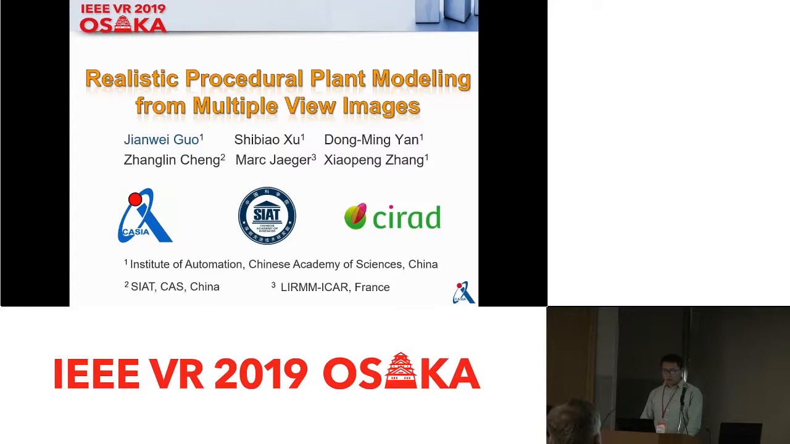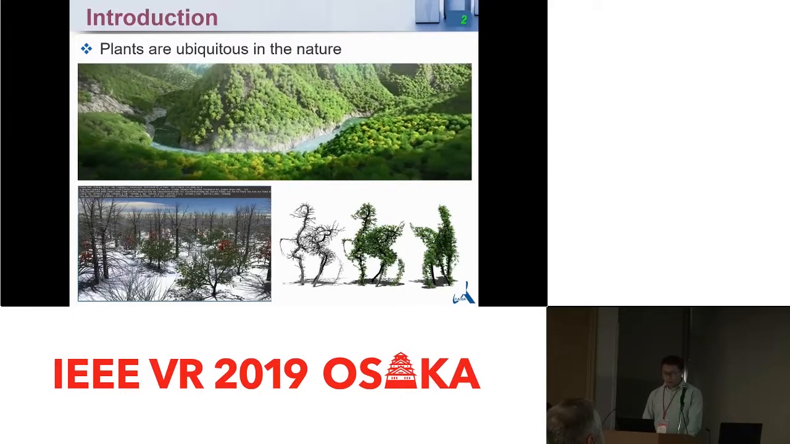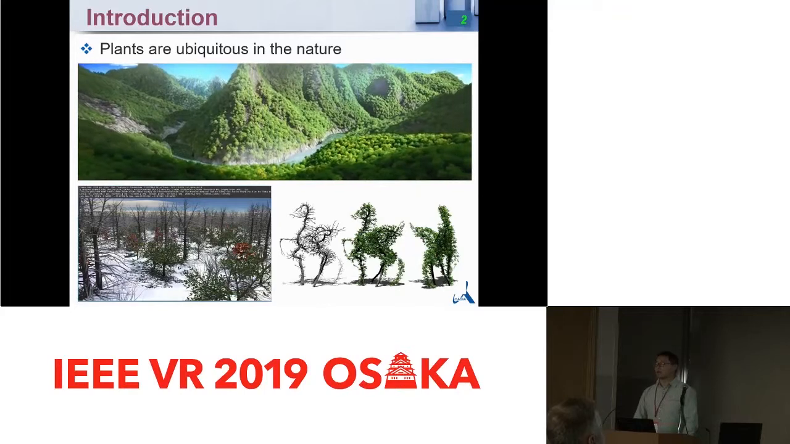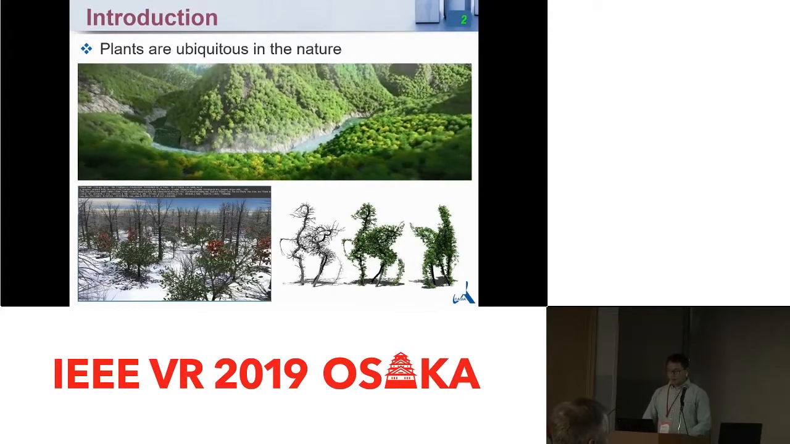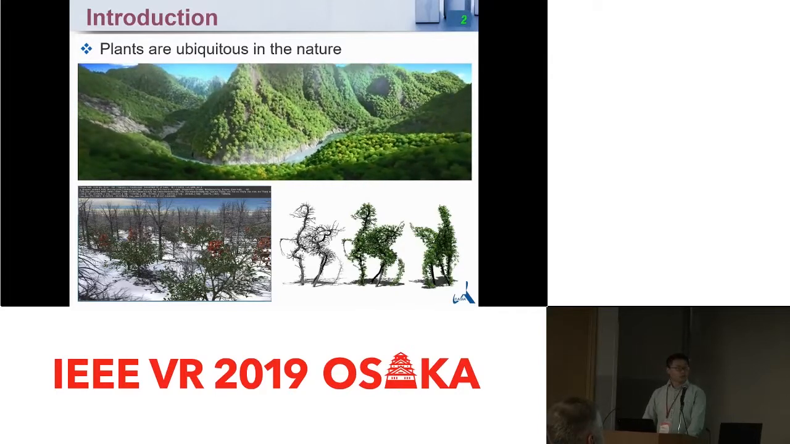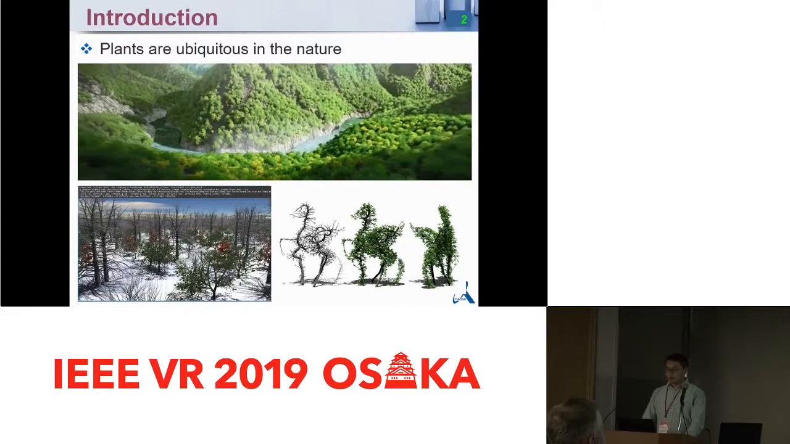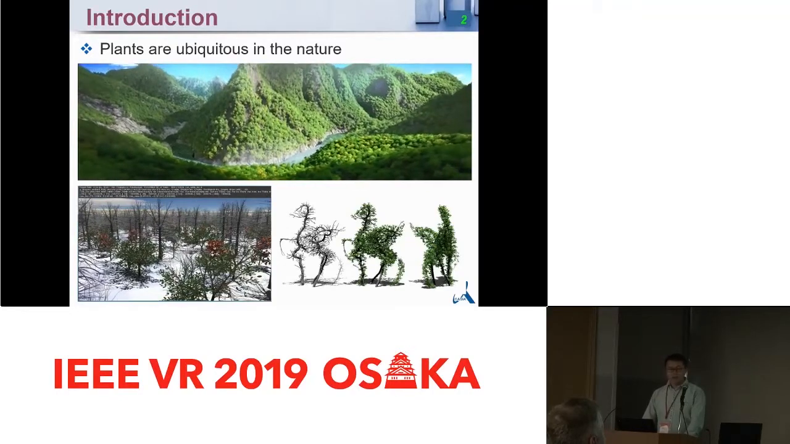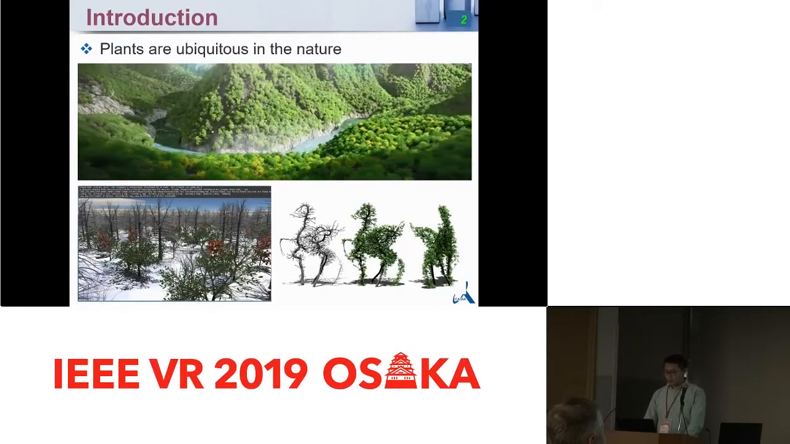Today, I'm going to talk about a paper, realistic procedural plant modeling from multiple view images. Plants are everywhere around our life, and they are important in the urban and landscape environments. Nowadays, 3D plant models have been used in many applications, including agriculture, plant biology, urban modeling, and virtual reality, such as 3D games and scene roaming.